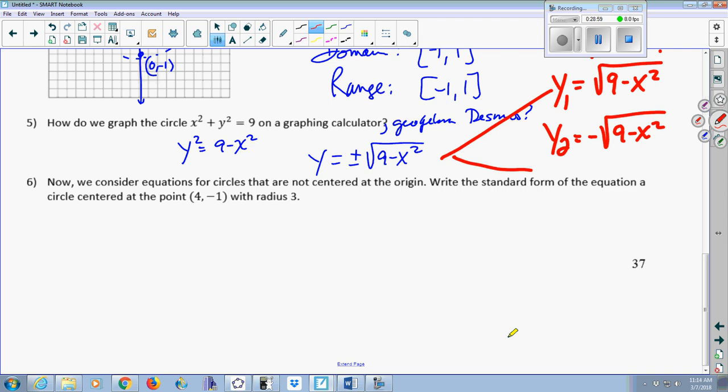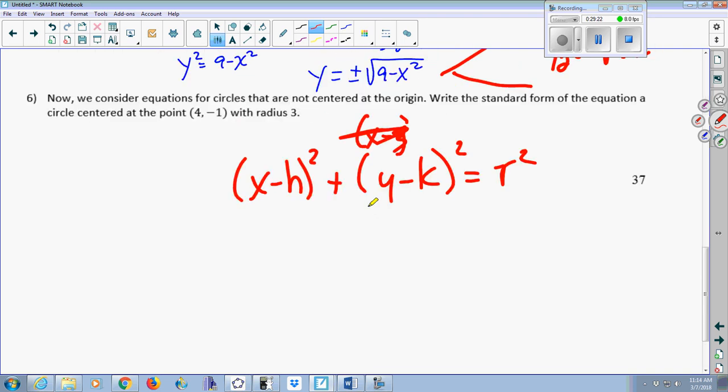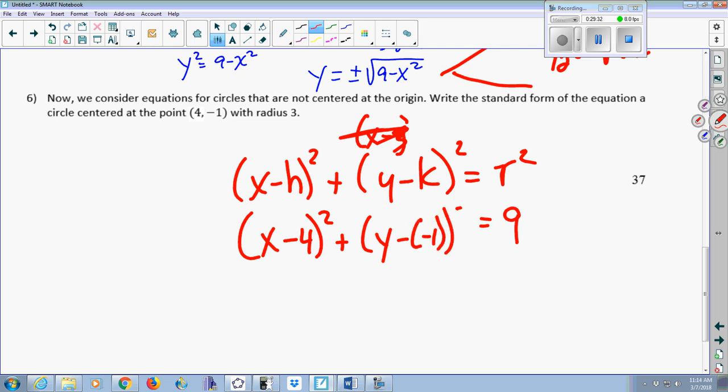Now, what are we going to do if we have a circle that isn't centered at the origin? That's okay. We still write down our equation, x minus h squared plus y minus k squared equals r squared. We know that our radius is 3, so we get 3 squared over here, which is 9. X take away 4 squared plus y take away a negative 1 squared. And then we can simplify it to be y plus 1.